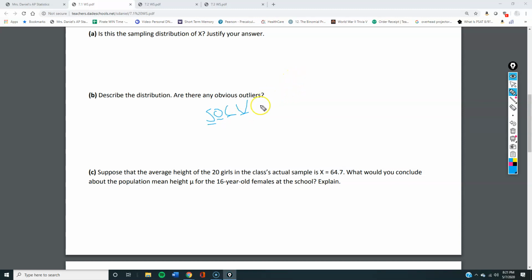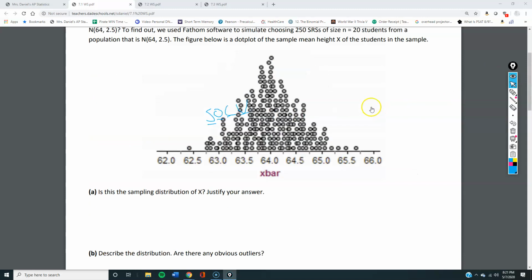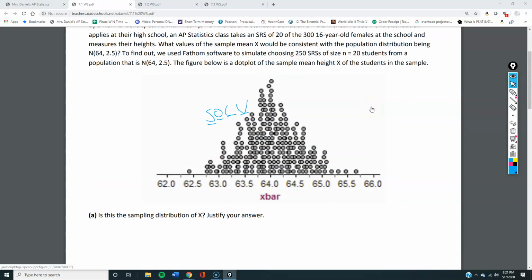All right, so suppose the mean height of the 20 girls in the class, the actual sample, is 64.7. What would you conclude about the population mean height for 16-year-old females at school? Explain. Well, we would conclude that the population for the school... Hold on, I'm making boo-boos here. So they got 64.7, right? So I'm going to go up here and look at 64.7. And 64.7 is about right here.